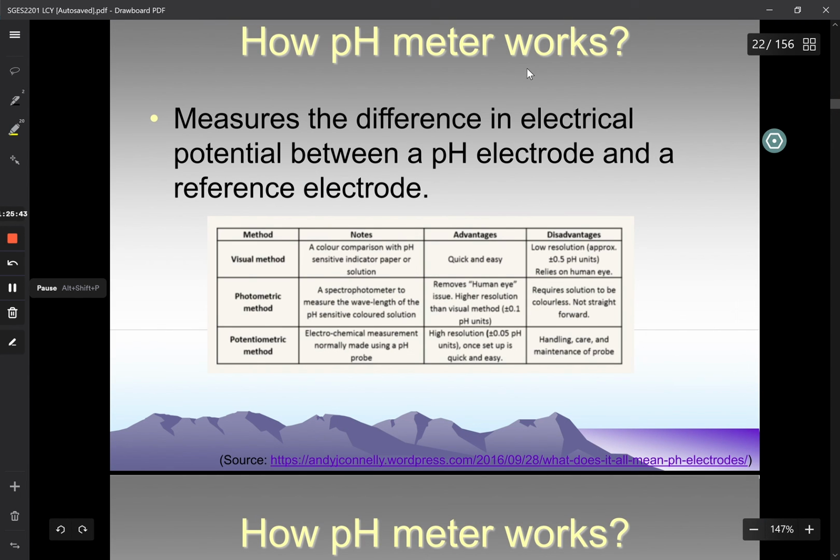So how do we measure pH? Actually we use a pH meter, or litmus paper, if you still remember from your secondary school class. So these are some of the methods. I think I'll talk more about how we measure pH in the next lecture, so I'll stop here and continue in the next lecture. Thank you very much.